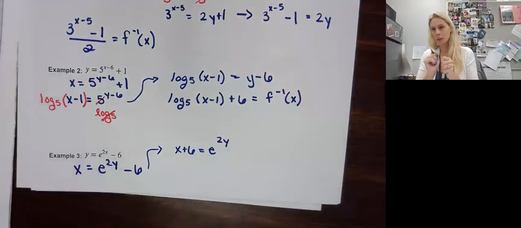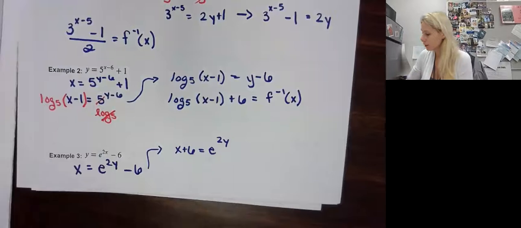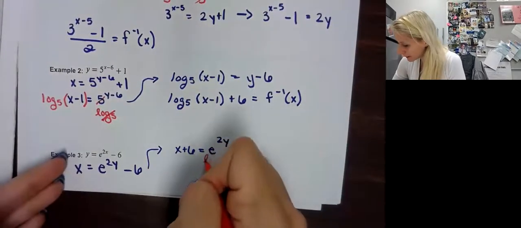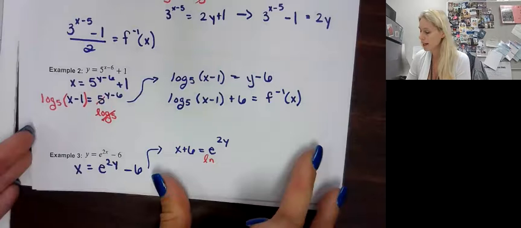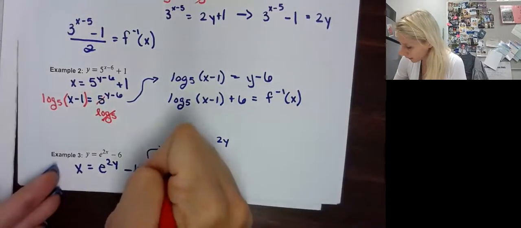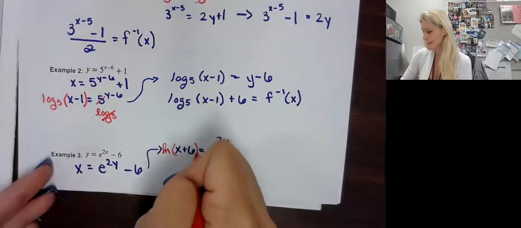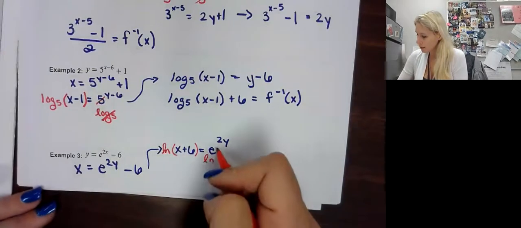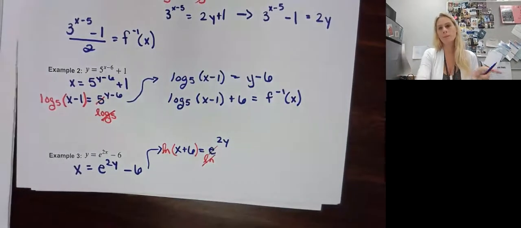ln and e are inverses of each other. So I have to, and let me do this in another color so you can see, ln both sides. Now, of course, this doesn't make it an exponent. It's just because of the writing. So when I ln the whole thing there, I'll put my parentheses in there. And I do this because e and ln are inverses, so they cancel.